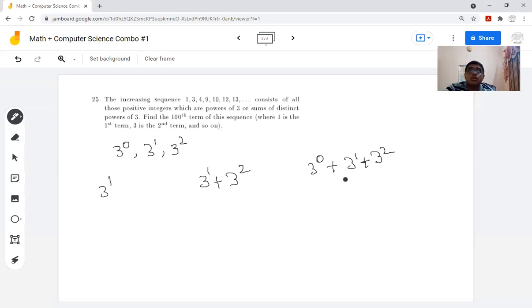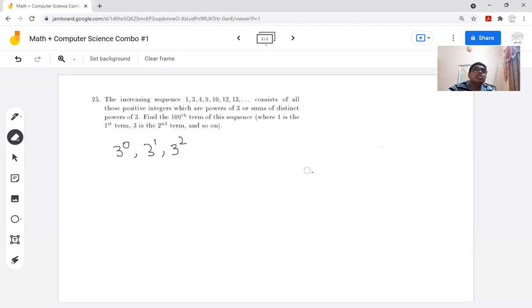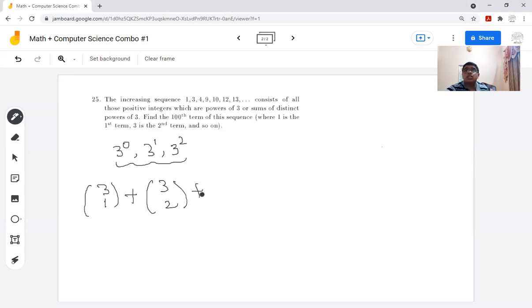Right. So how can I find the total number of such numbers which are powers of 3 or sums of powers of 3 among these three numbers, which is what I desire. So how would I do that? Let us say I want to choose a single number. So I can do that in three choose one ways. Say I want to choose two numbers. I can do that in three choose two ways. Say I want to choose all three numbers, then I can do it in three choose three ways.